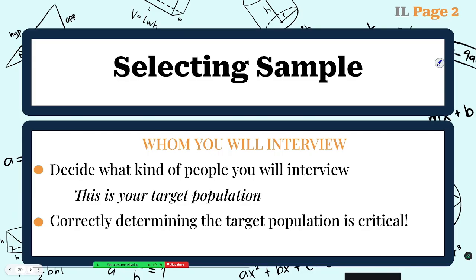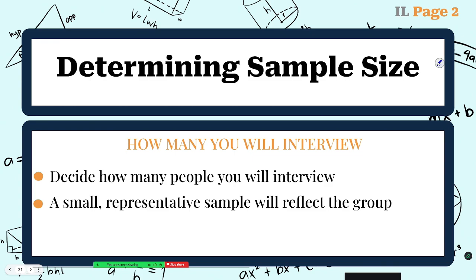As we found out with the ARENA survey, when you're only asking certain people, of course you're going to get a certain answer. But then sometimes if you're asking the wrong people, you're not going to get a clear answer at all because they don't know anything about the topic or the situation. So correctly determining the target population is critical.